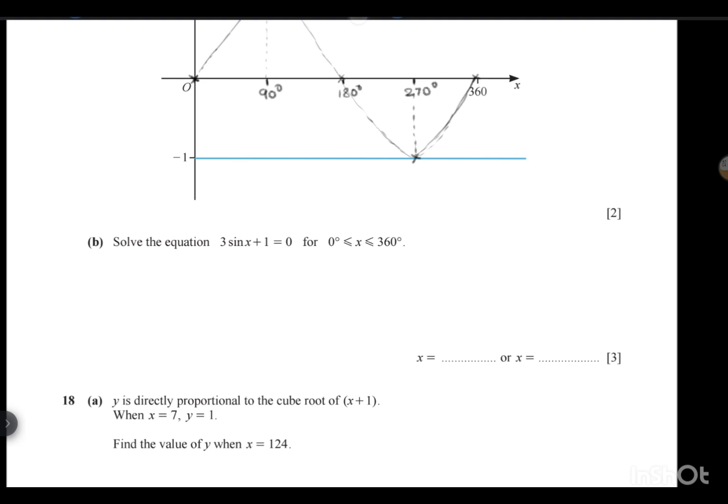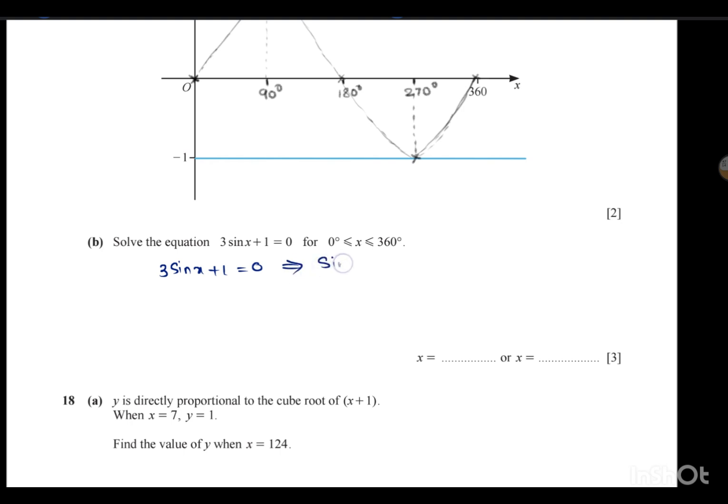Question number B. Solve the equation 3 sin x plus 1 is equal to 0 for 0 degrees less than or equal to x less than or equal to 360. Now taking this equation, find the value of x.